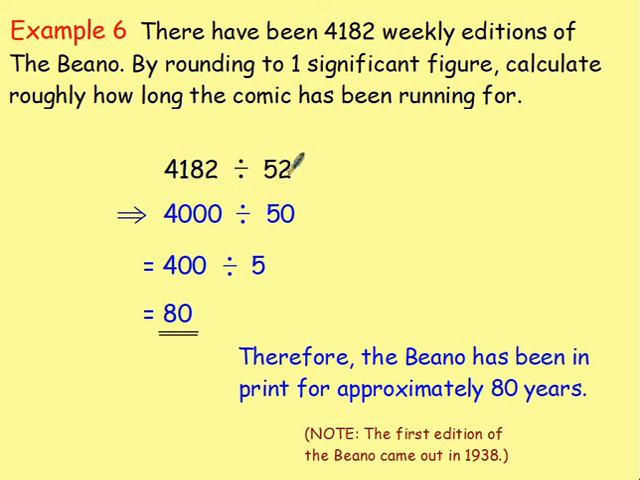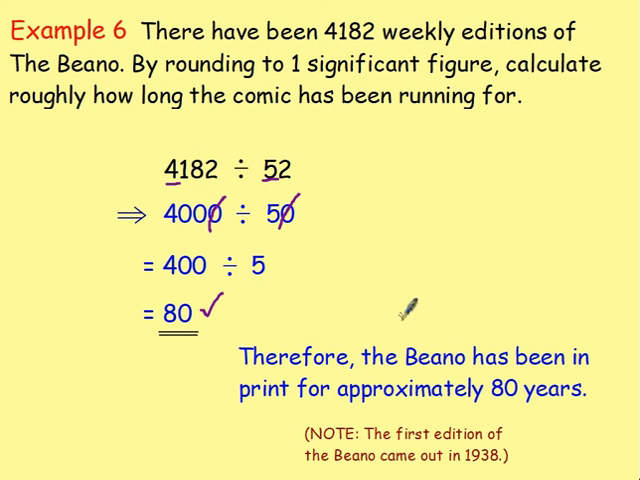But what you could always do is you could get a rough estimate for each of these numbers, so round them both to 1 significant figure. So rounding 4,182 to 1 significant figure is 4,000, because the first significant figure is in the thousands column, and that to the nearest 1,000 is 4,000. Here the first significant figure is in the tens column, and 52 to nearest 10 is 50. To divide them, cancel out a 0 from each of these numbers, so it's 400 divided by 5. And then 400 divided by 5 will give you 80, meaning then the Beano has been running for approximately 80 years.